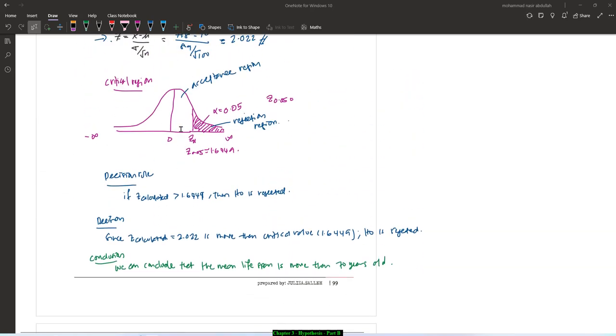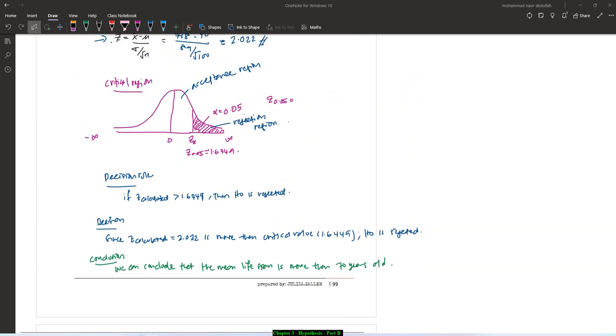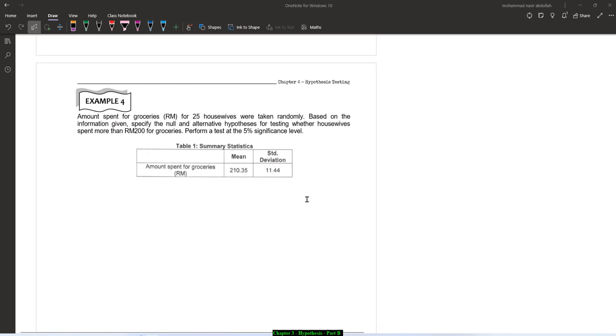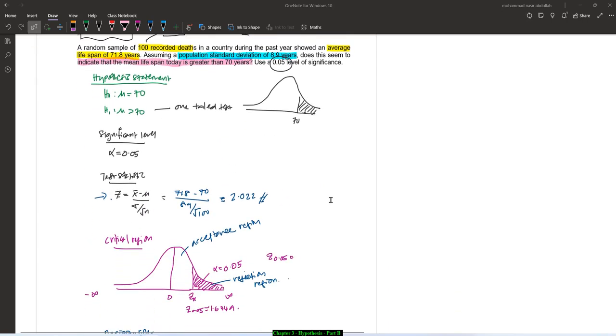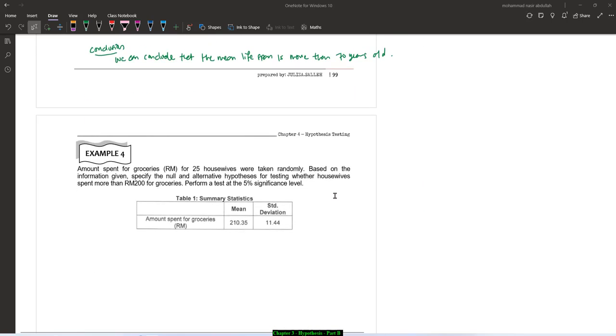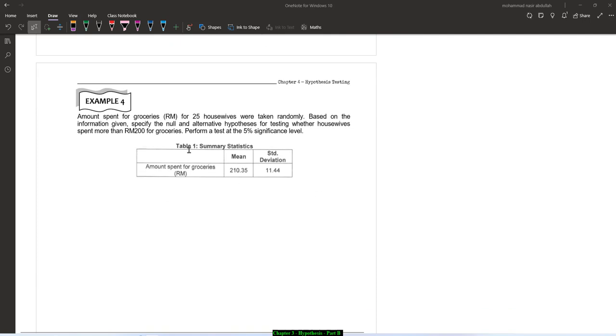So now let's look at example number 4, right? Any question so far for example number 3? Do you understand? So let's look at example number 4. Example number 4, very simple.